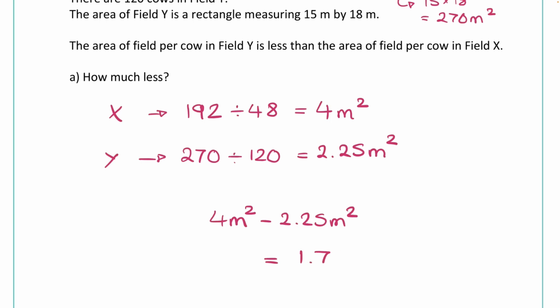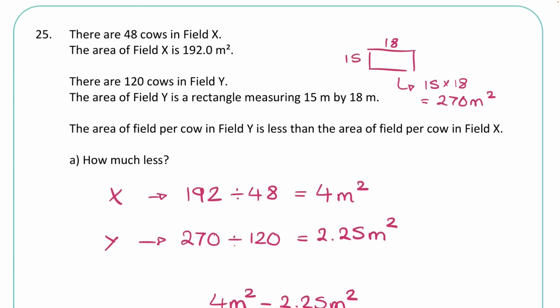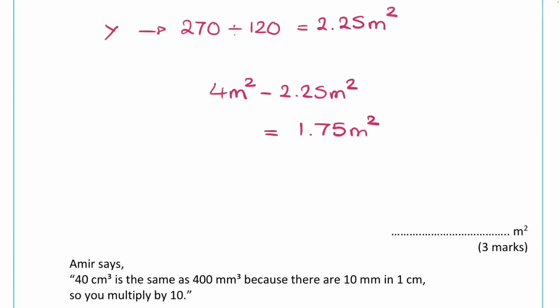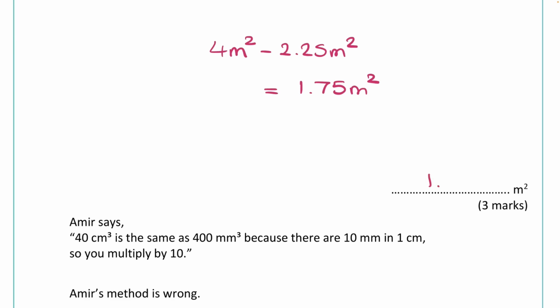So our final answer is 1.75 metres squared, and that's how much less area the cows have in field Y than they have in field X. So we go, 1.75 is our final answer.